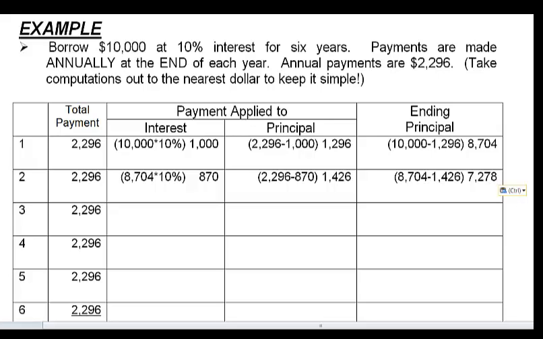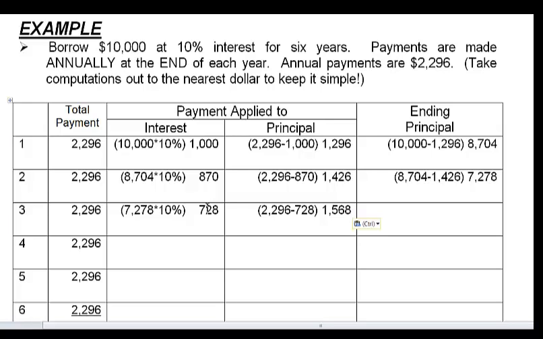For year 3, how much interest do I have? Well, it's the $7,278, my ending principal for the last period, which became my beginning principal for this period, times 10%, says $728 of this payment is going to go toward interest. How much goes toward principal? Well, it's going to be my total payment, the $2,296, less the $728 that we said would go toward interest.